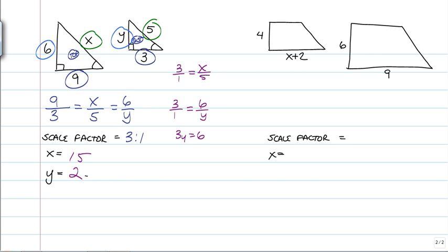So you get to try the next one. What is the scale factor first? And then set up a ratio to go find x. Give it a try.